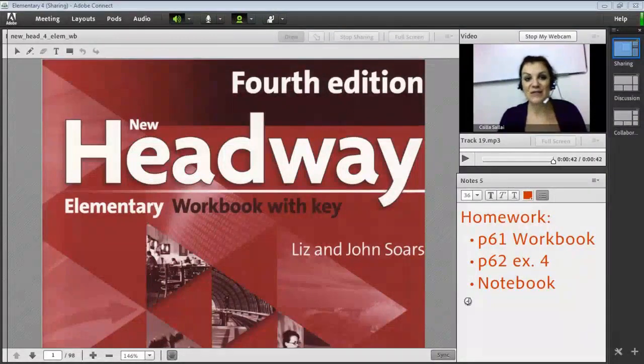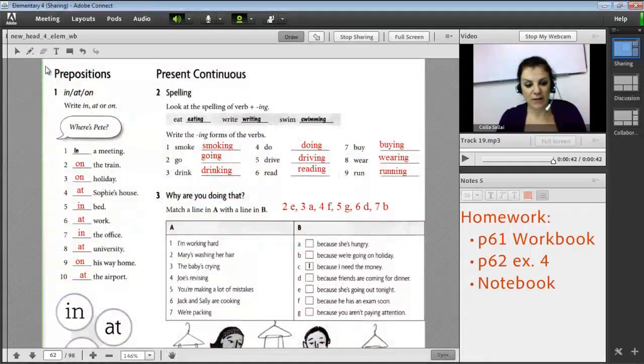So this is lesson 2 and we are going to start with checking your homework. So please open your workbook first on page 61. Now please look at the screen and check your answers. I hope all the prepositions are correct. And about the spelling, I really hope you didn't forget about those rules that we mentioned last time.